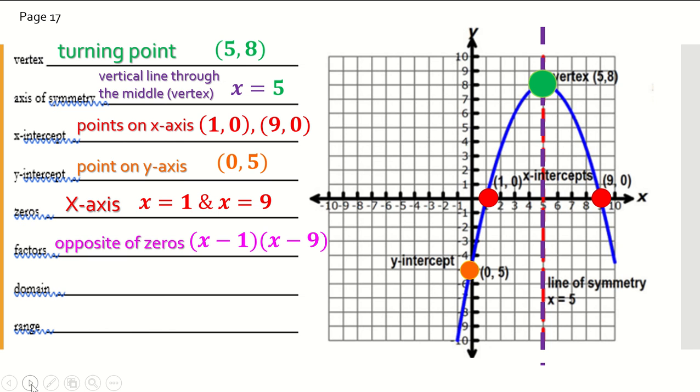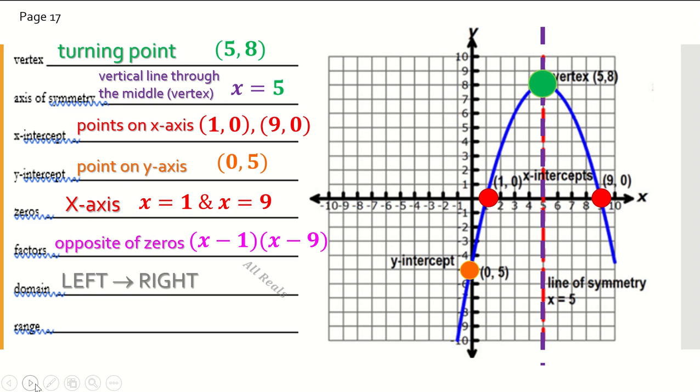Factors, remember, are just the opposite of our zeros. So our zero is x equal to positive 1. We'd write the factor as x minus 1. If there was a second zero at x equals 9, that factor would be x minus 9. So your factors read (x minus 1) times (x minus 9).